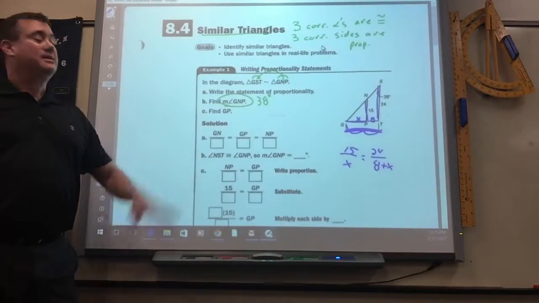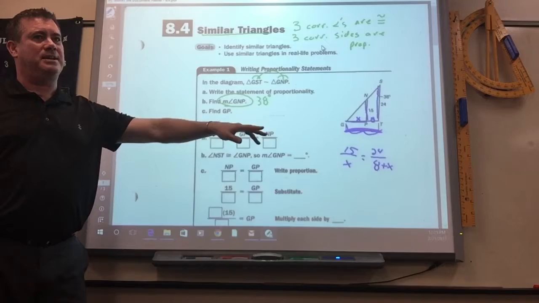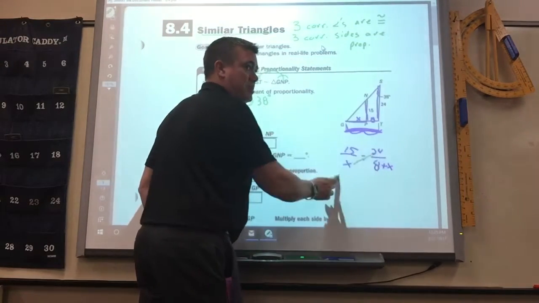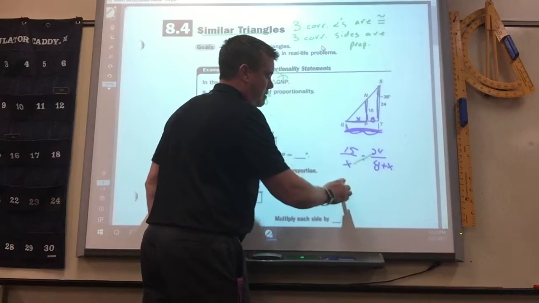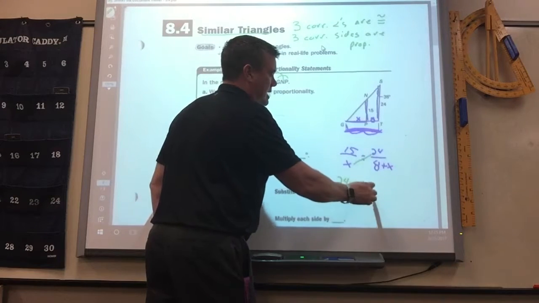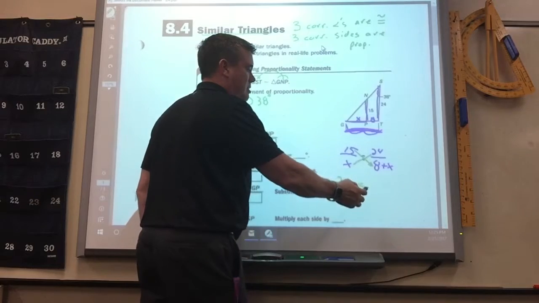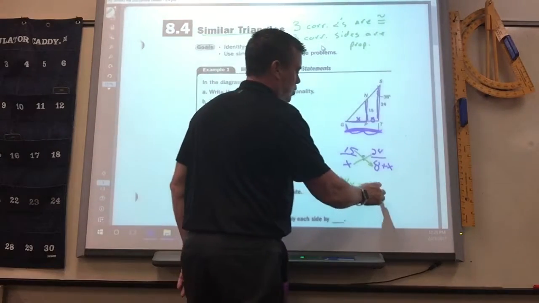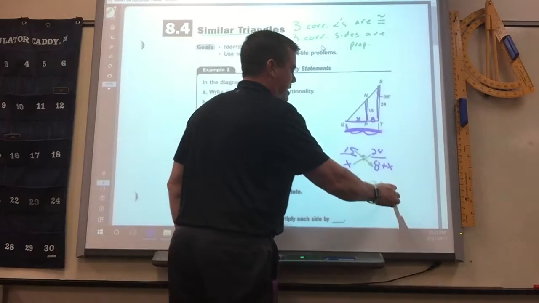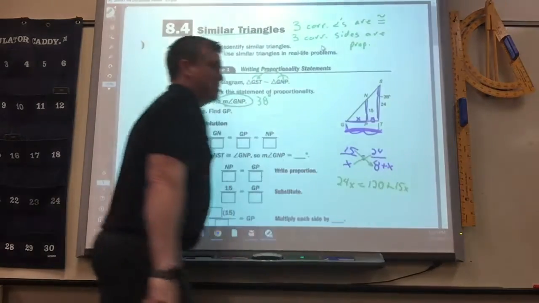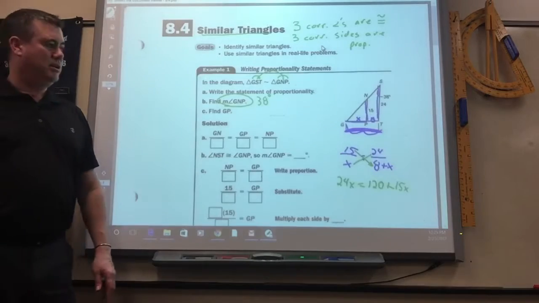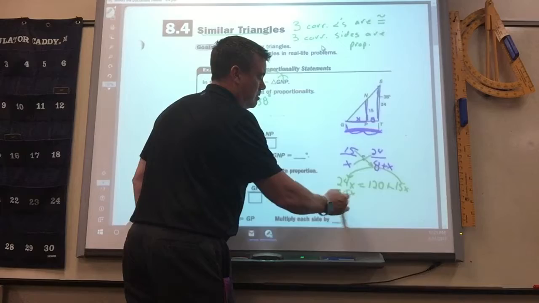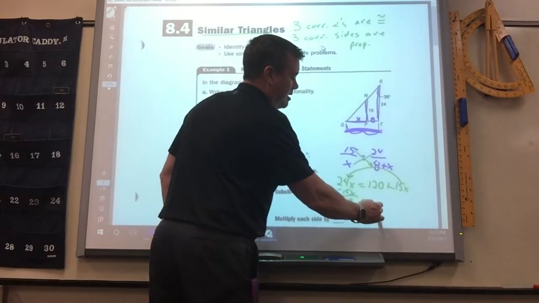Okay? So now you get some of these proportions like this, where when you solve them, you got to set the cross products equal. 24 times X is 24X equals this times this. So you got to take the 15 times the 8, which is 120, and the 15 times the X. Okay? And then you got to solve it. So we would subtract 15X and then divide by 9.